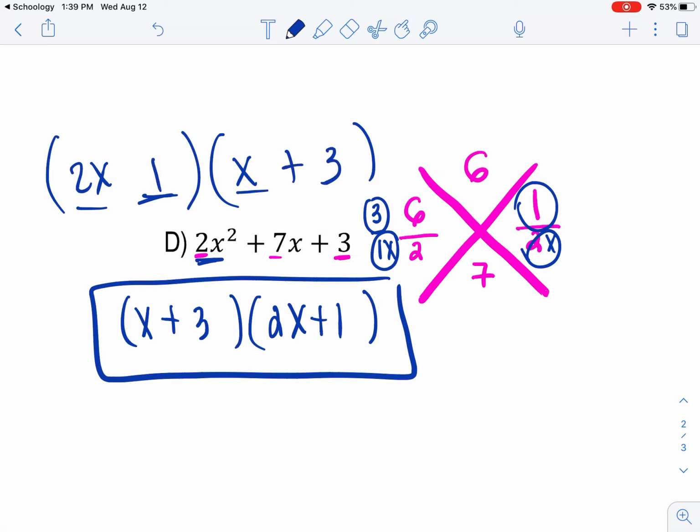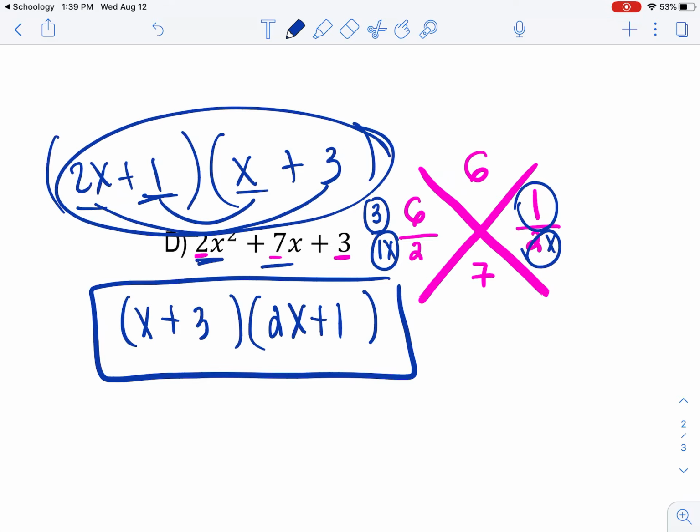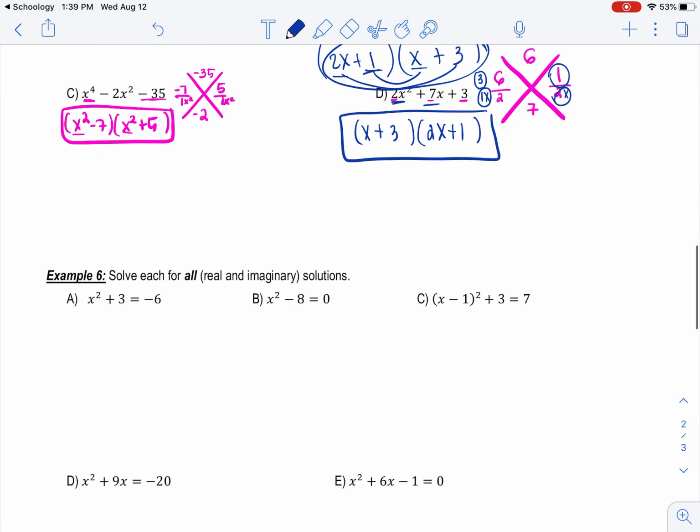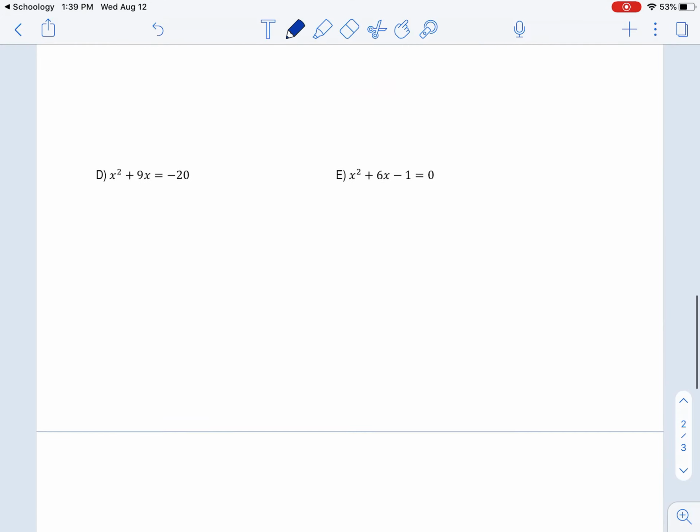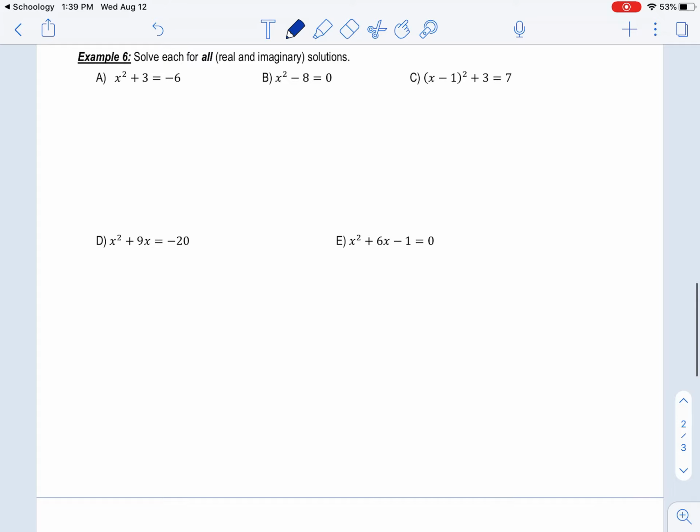I can try 1 and 3 instead. That's x and 6x, which is 7x. That's my answer. So guess and check always works, but some of us want a method rather than guessing, right?